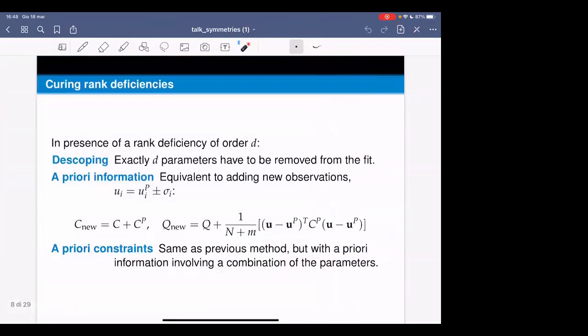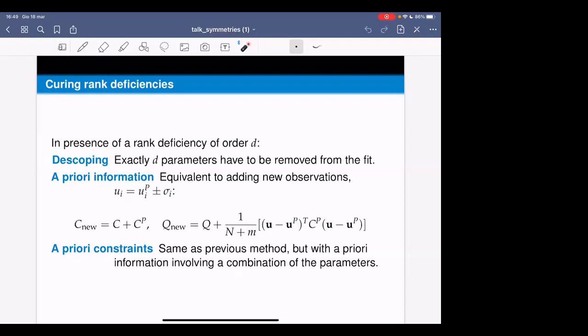So what do we do if we have a rank deficiency? That is, we have an exact symmetry and then consequently a rank deficiency of order D. We can do a descoping strategy, meaning that we have to remove D parameters from the fit. This is the simplest solution that we might undertake.